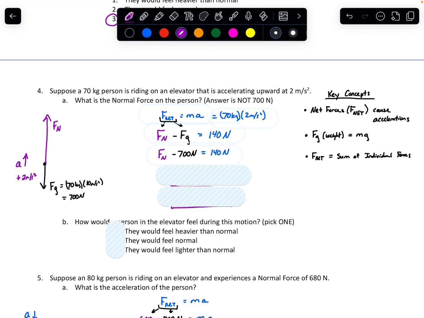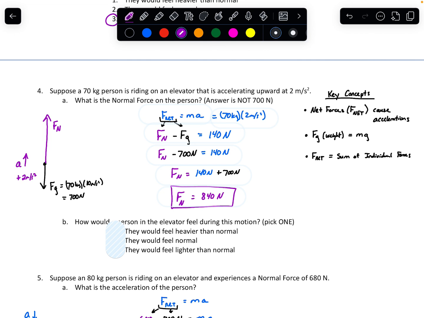So basically what I want to figure out is how much do I have to subtract in order to get 140. So a way to do that is to add 140 plus 700. I know that sum then, the 840, is the value of the normal force. If I subtract 700 from that, I'm going to get 140 newtons. Hopefully this helps solve and set up these problems.